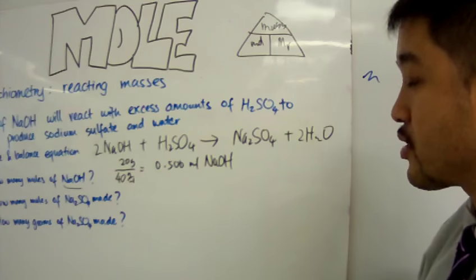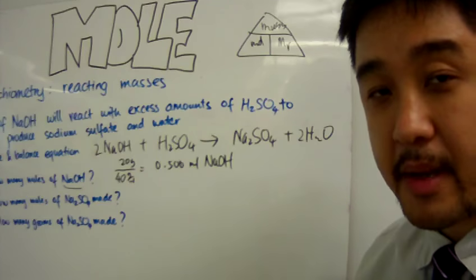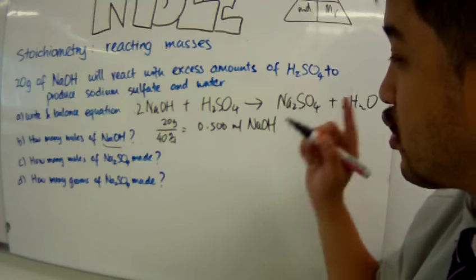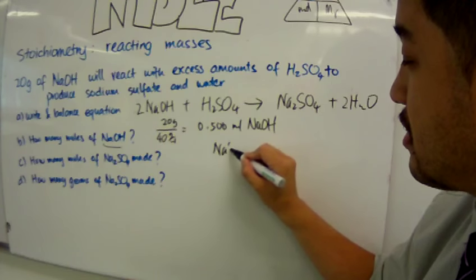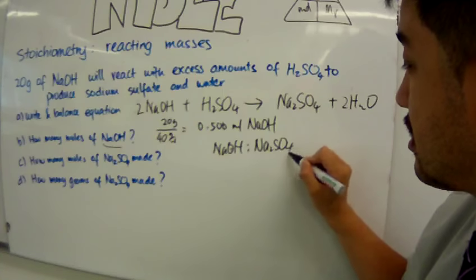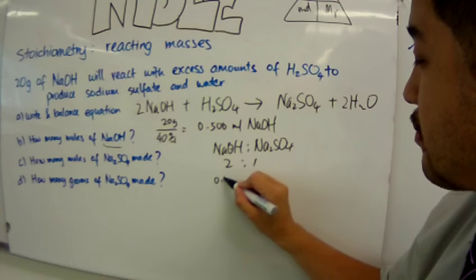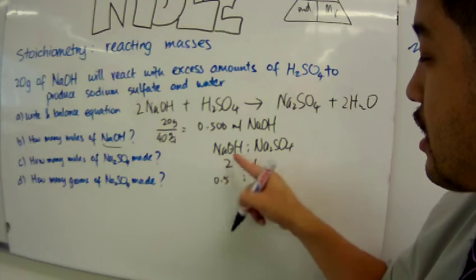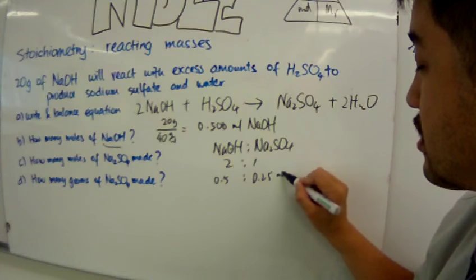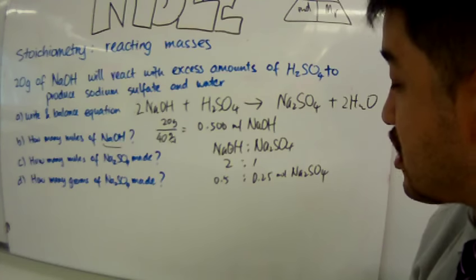Perfect. So, how many moles of sodium sulfate did I make? Well, let's look at the molar relationship between sodium hydroxide and sodium sulfate. The relationship is a 2-to-1 relationship. So if I had 0.5 moles of sodium hydroxide, I should have half of that, which is 0.25 moles of sodium sulfate. Okay, that's what I should have.